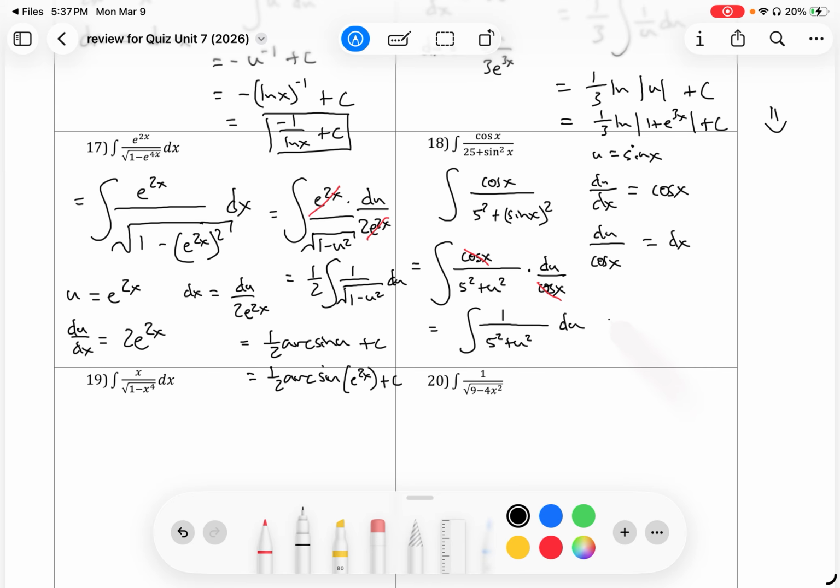And using my rule from above, I know that is 1/5 arctangent of u over 5 plus c. So plugging back in u, and then I'm going to have to take a break because this thing is so slow. That is 1/5 arctangent of sine x over 5 plus c.